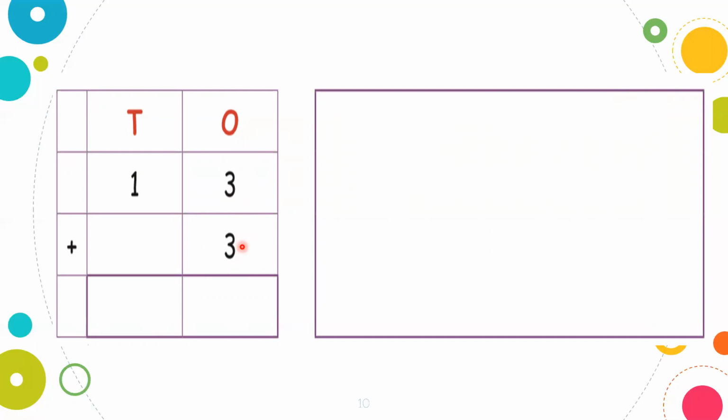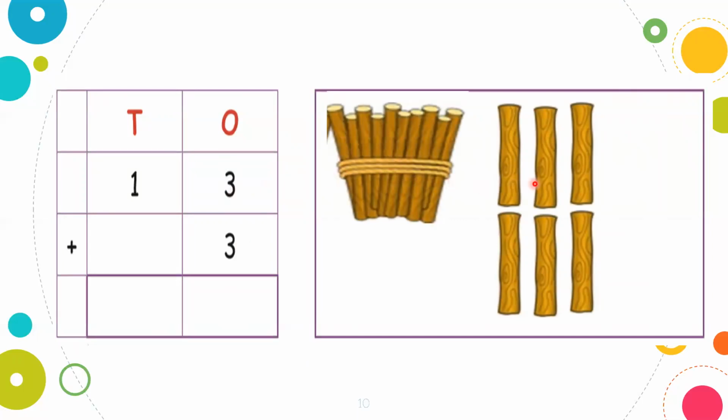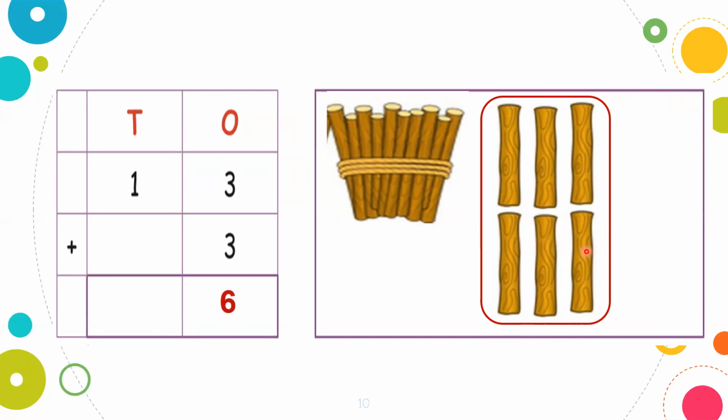Okay. Let us do the bunching. 13 will be written as 10 plus 3. That is 1 ten plus 3 ones. 1 ten plus 3 ones will give us 13 plus 3. We will be adding the separated ones together. Okay? This is 1, 2, 3, 4, 5, 6. Right? So there are 6 ones and 1 ten. So in tens box, we will be writing 1. The answer is 16. We have completed today's session.